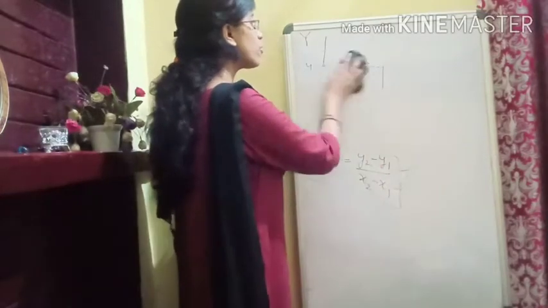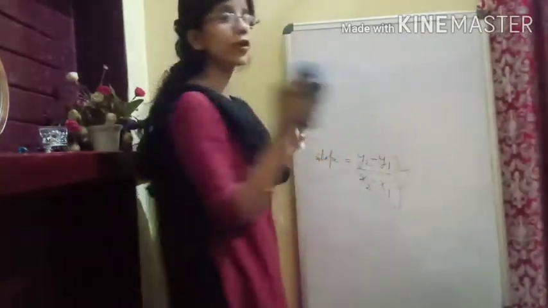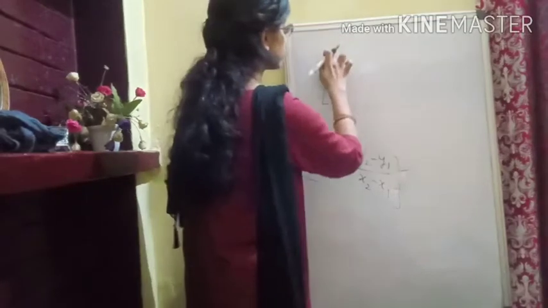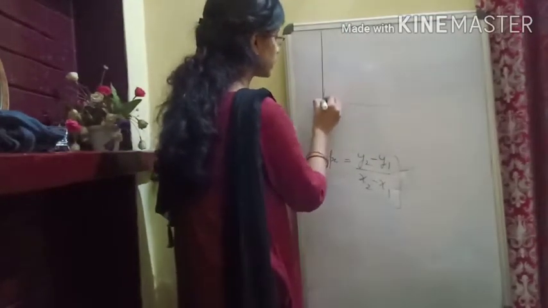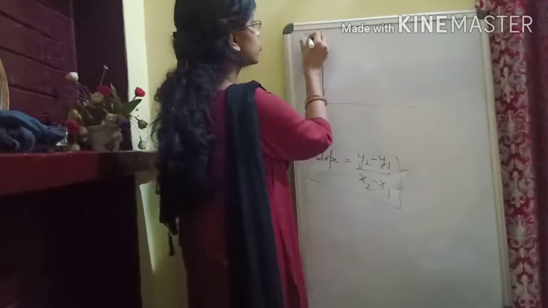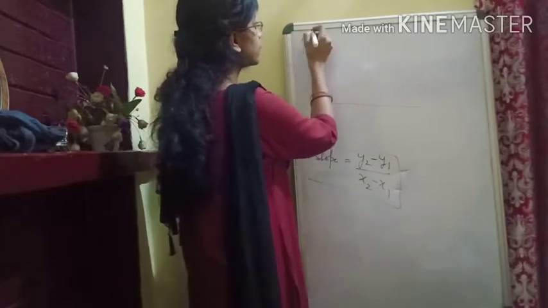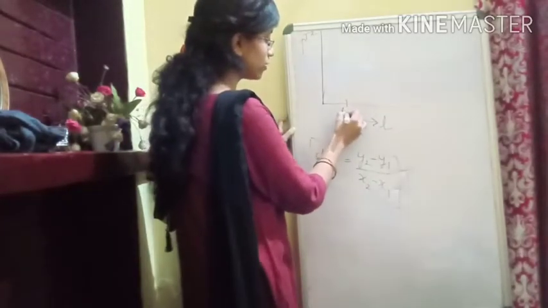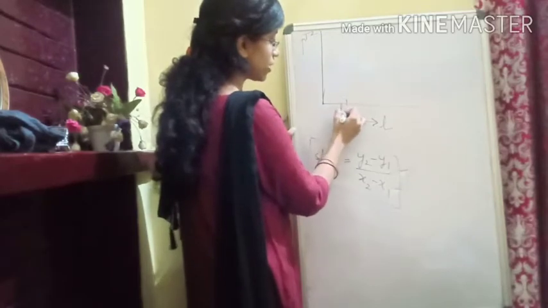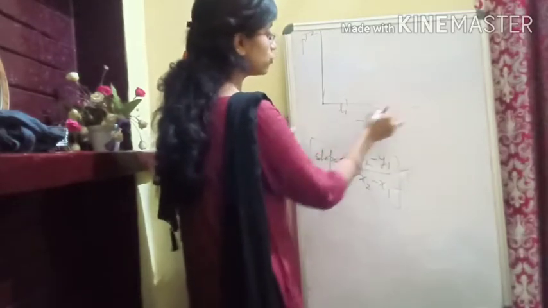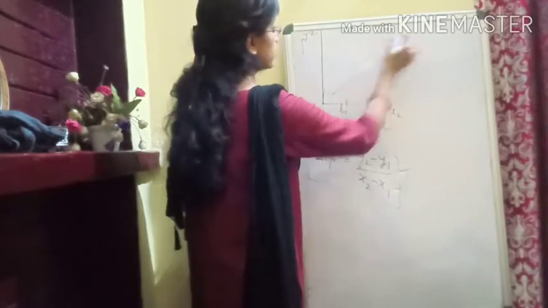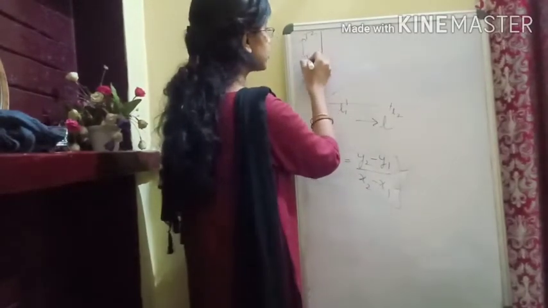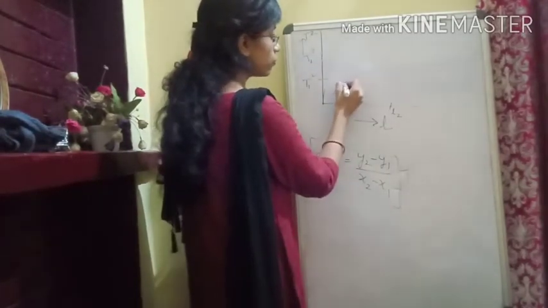Now if this is clear, I am not going to rub this. Let's see the slope of the graph which we have drawn, that is t square versus L. On the y-axis we took t square, on the x-axis we took effective length, and we took one point as L1, one point as L2, one point as t1 square and one point as t2 square. This was our graph, if you remember.